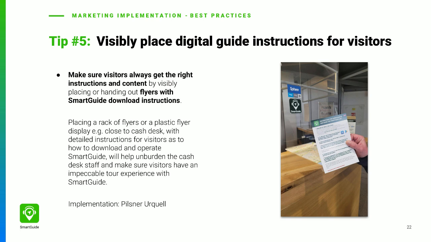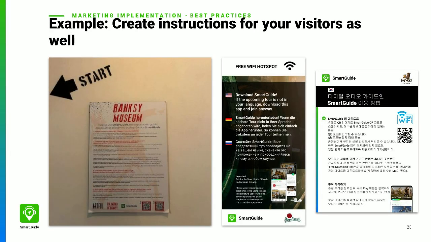Also, make sure visitors always get the right instructions and content by visibly placing SmartGuide download instructions. Placing plastic poster displays, for example, close to the cash desk, with detailed instructions for visitors as to how to download and operate SmartGuide, will help unburden the cash desk staff and make sure visitors have an impeccable tour experience with SmartGuide. There are many different ways to create instructions for visitors. See how our partners did that.